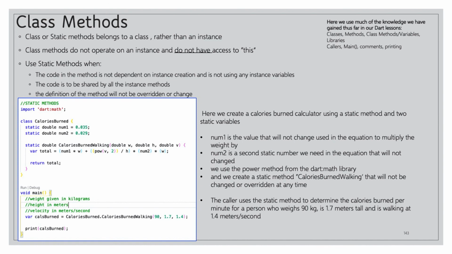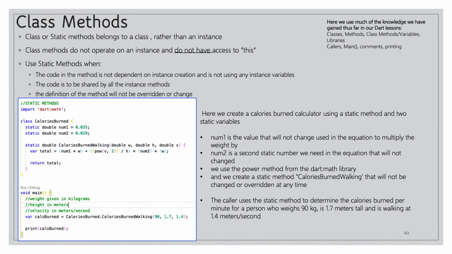So let's look at this. We have a class CaloriesBurned. num1 is the value that will not change used in the equation to multiply the weight by. num2 is a second static number we need in the equation that will not change. We use the pow method from the Dart math library here. So you see we had to import dart:math. And we create a static method, caloriesBurnedWalking. So how many calories are we going to burn when we're walking? That will not be changed or overridden at any time.